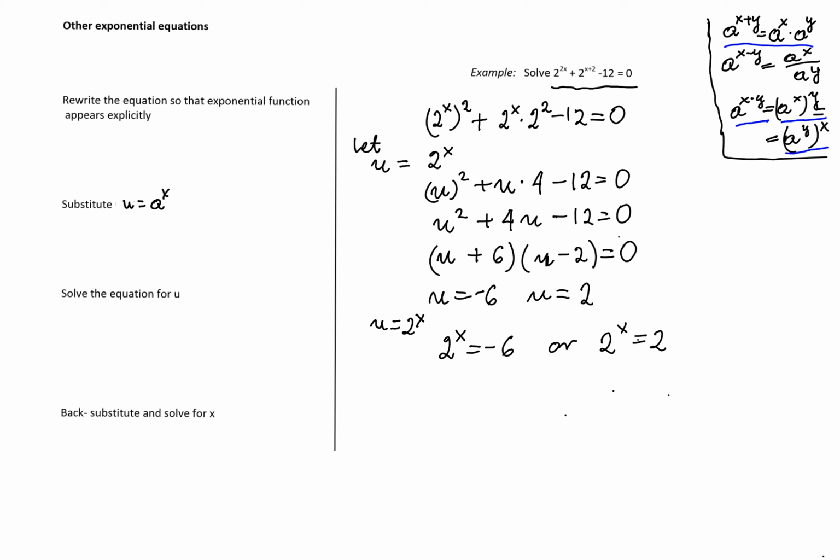The equation 2 to the power x equals negative 6 has no solution because 2 to the power x is always positive, so it cannot ever be negative 6. The equation 2 to the power x is equal to 2 is simply the equation 2 to the power x is equal to 2 to the power 1, and therefore the solution is quickly obtained to be 1. And because it's an exponential equation, only one value of x can be a solution, and therefore the solution of our equation is the number 1.